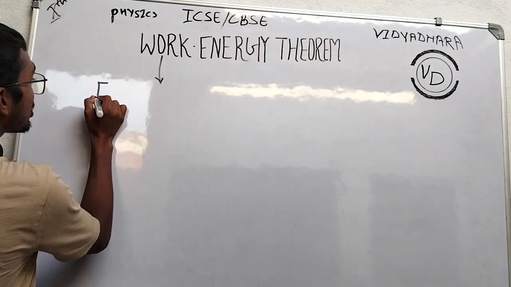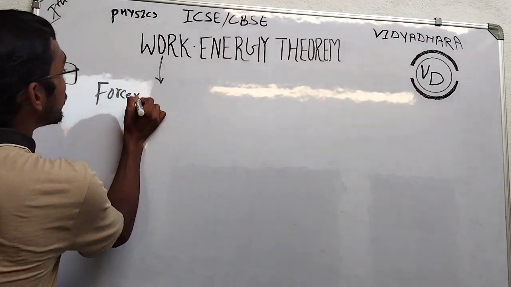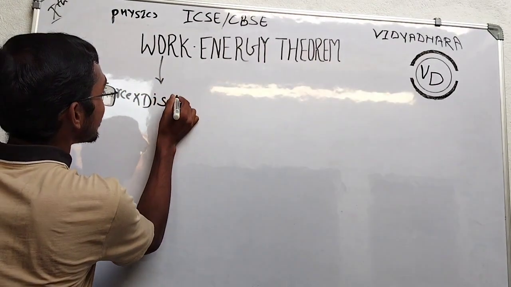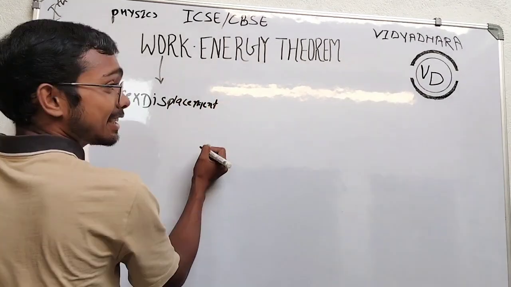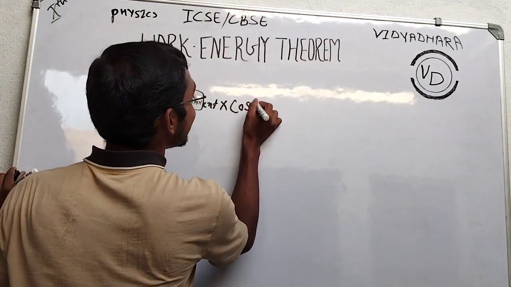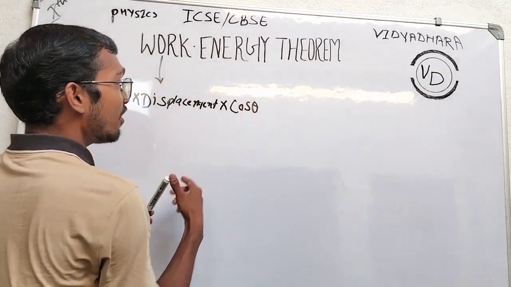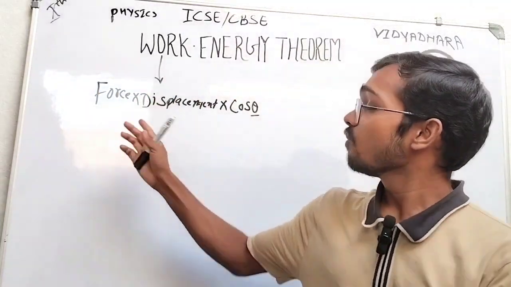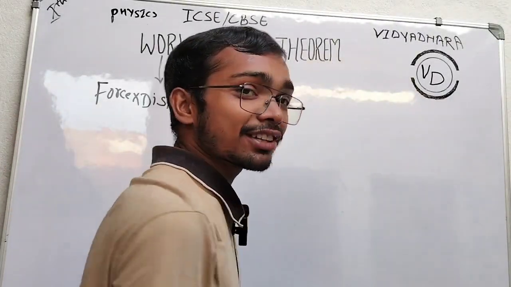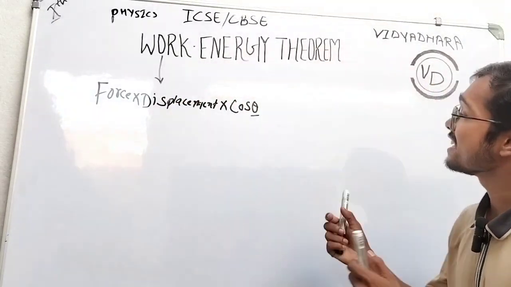Work is force into displacement into cos theta. So what is theta over there? Theta is the angle between force and displacement.